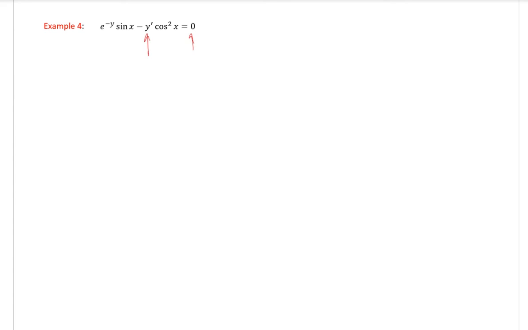Don't go into a situation and assume it's going to be separable or assume it's going to be linear. You should always look out for this. I don't see any terms that involve only x, so that's my key to think that there probably isn't a way to make this linear.